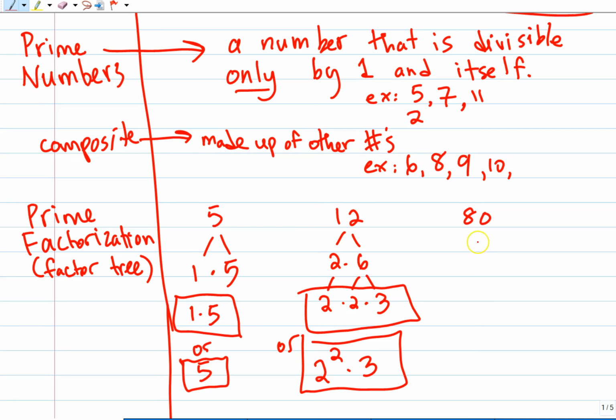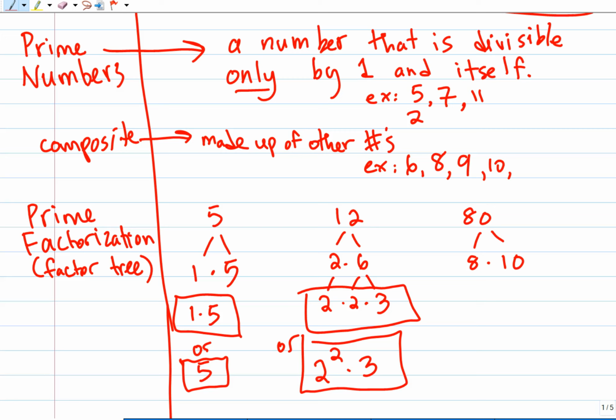80 is just a little bigger. I can start at 1, not helpful. I can start at 2. Some of you may see numbers that go into 80. You go, well, that's cool because it has a 0 at the end. And anything with a 0 at the end means it's divisible by 10. In fact, this is 8 times 10. You're like, I wouldn't have seen that. Okay, then don't do it that way. Just divide it by 2 and keep going.